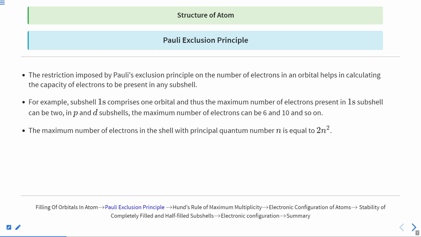Clear? So the 1s subshell comprises 1 orbital. We know that because the 1s subshell contains only 1 orbital, and thus the maximum number of electrons it can hold is 2. In p and d subshells, the maximum number of electrons could be 6 and 10, and so on, right? The maximum number of electrons in a shell with principal quantum number n is equal to 2n square. We know this formula, a very primitive formula.